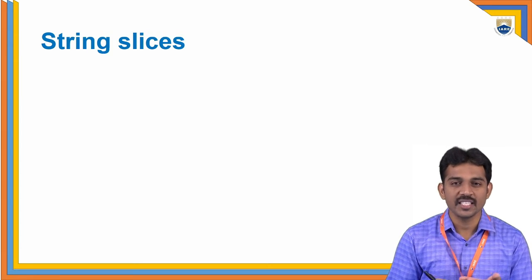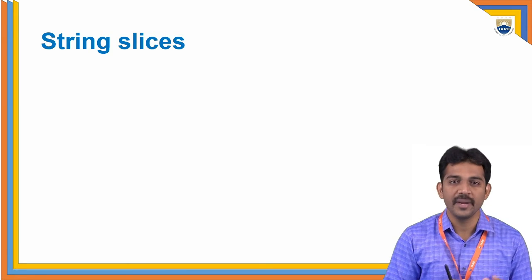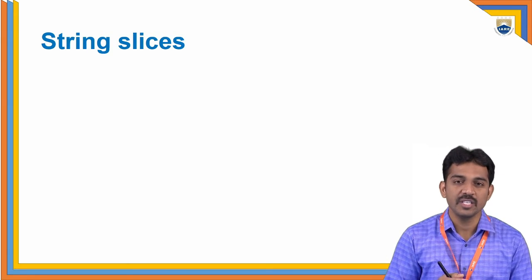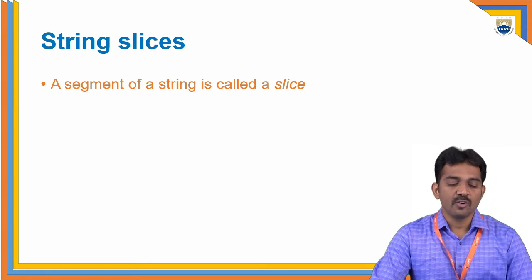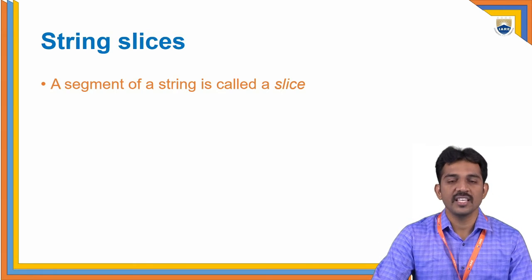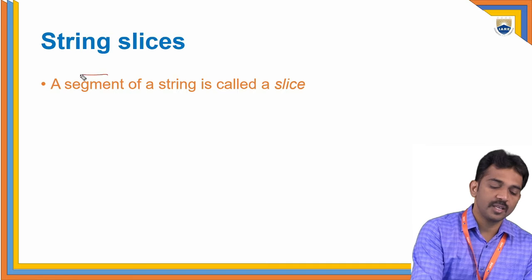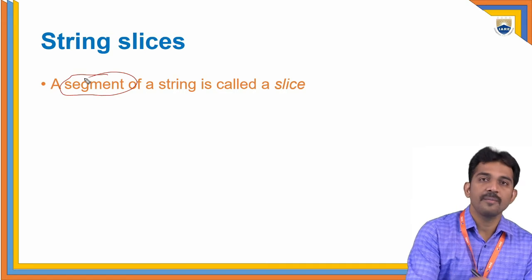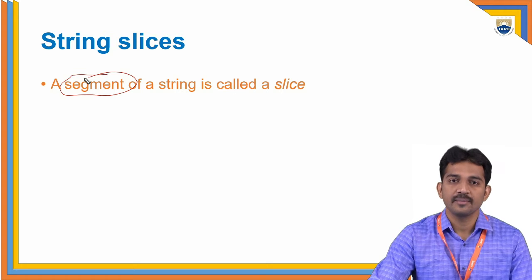You know the meaning of slicing means you can cut pieces, right? The same meaning here also. String slicing means you need to cut the string. It is the part you require from the given string based on the indexes. I'll show you a simple example here. A segment of a string is called a slice. A part of the string or a segment of the string is called slicing.